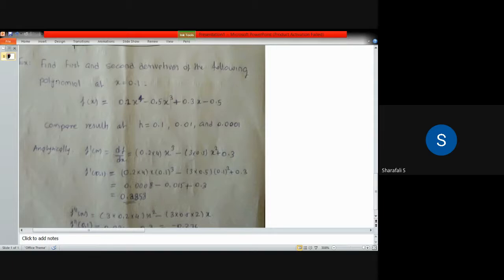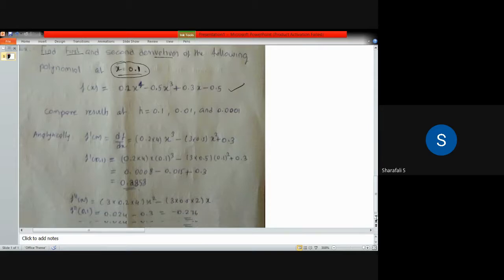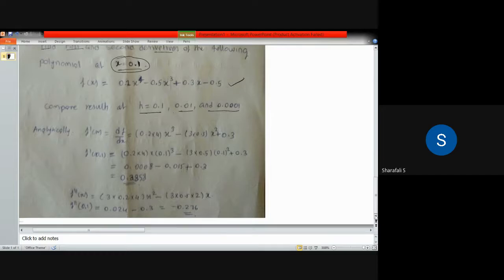So first we will consider this example. Find the first and second derivative of the given polynomial at x equal to 0.1. So we have to find the first order and second order differentiation of this polynomial at x equal to 0.1 numerically. So how can we do that? Also, we have to compare what will happen for h equal to 0.1, 0.01, and 0.0001. What will happen when you reduce h, which means you are reducing delta x, the change in x? In all those cases, what is the observation?